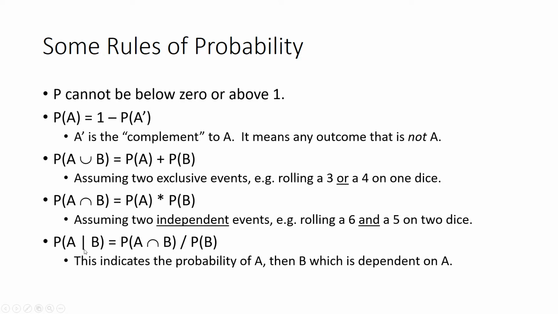And this final symbol here represents the probability of A followed by B dependent on it. So what that means is we don't even check for B until A happens. And what's the chances of them both happening? And as it turns out, that's the probability of these two independent events happening divided by the probability of the second event happening.